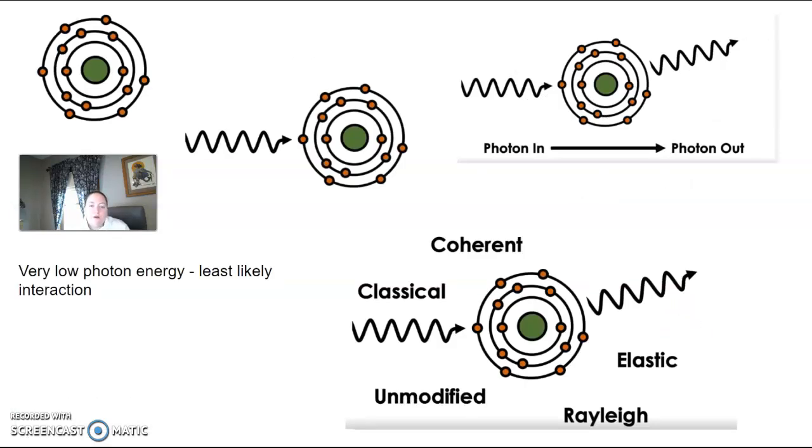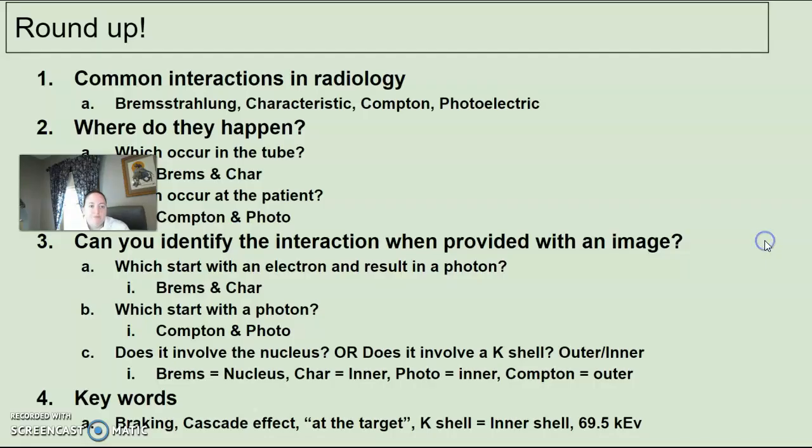Coherent scatter is also possible, but it's the least likely of the interactions. That one is photon in and photon out. It has multiple names, why I don't know: coherent, classical, unmodified, elastic, and Rayleigh, I think it's spelled that way. So I don't worry about that one too much. I focus on the main four.